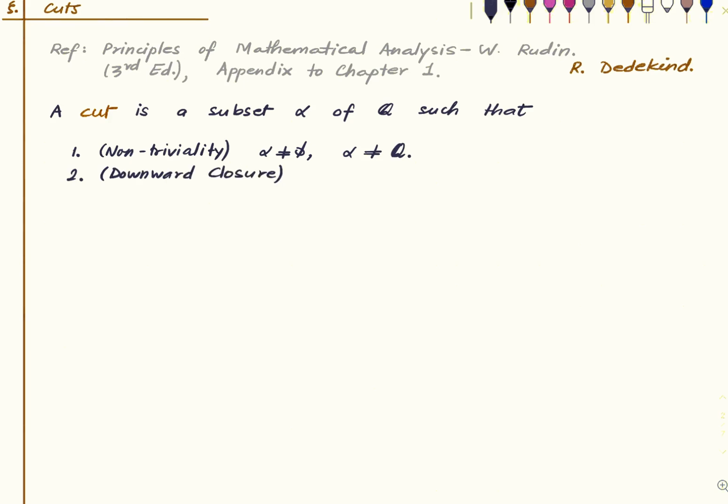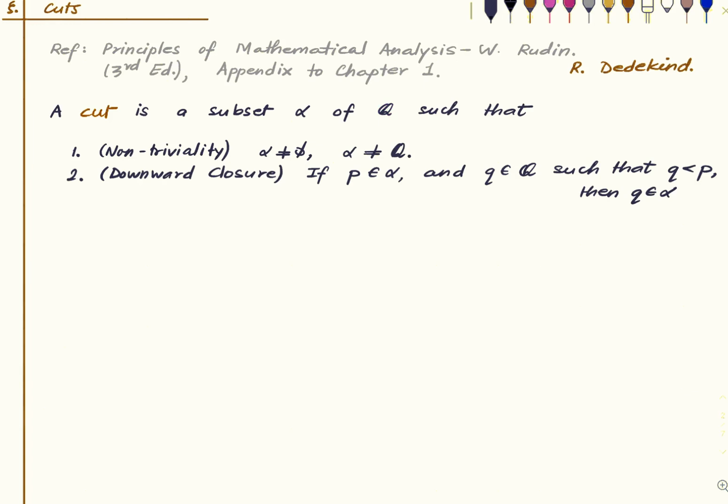It says that if a rational number p lies in the cut and q is some other rational such that q is less than p, then q also lies in the cut. So anything that is smaller than an element already present in the cut is also present in the cut. This is downward closure. The cut is downward closed in this poset, which is the set of rational numbers.